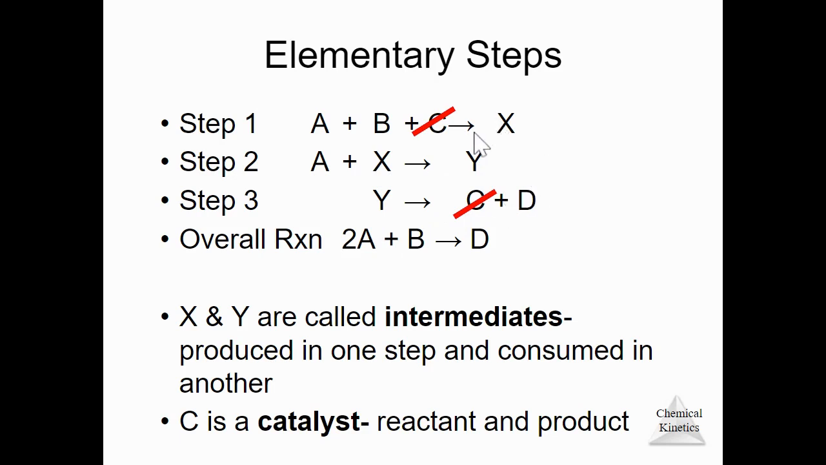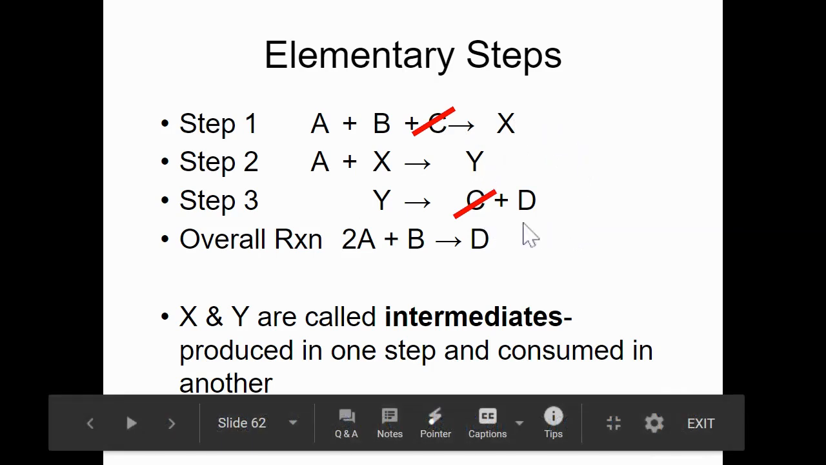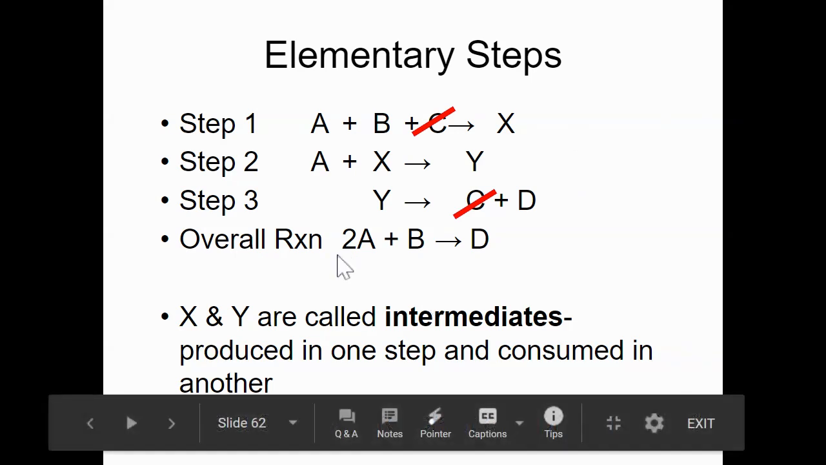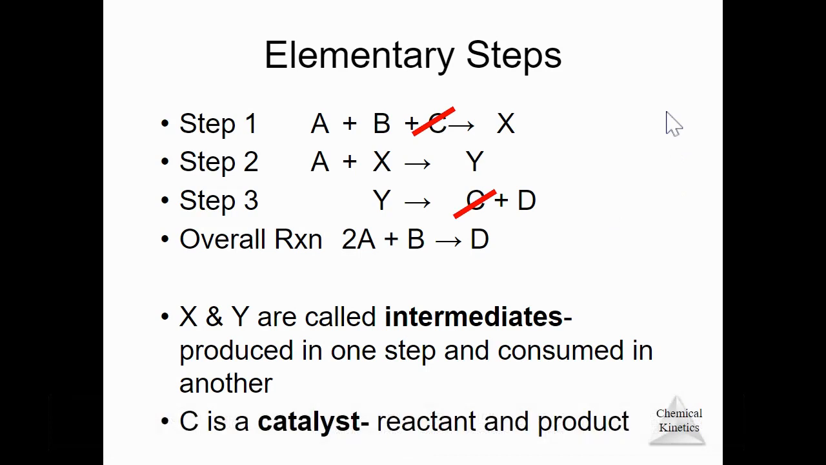Now, if we take all 3 of these elementary steps and add them together, so everything on the left gets added together and everything on the right gets added together, and then we cancel out like terms that appear on both the left and the right, much like we did in net ionic equations, that's how we obtain the overall reaction. Now, there's a couple pieces of vocabulary you should know.